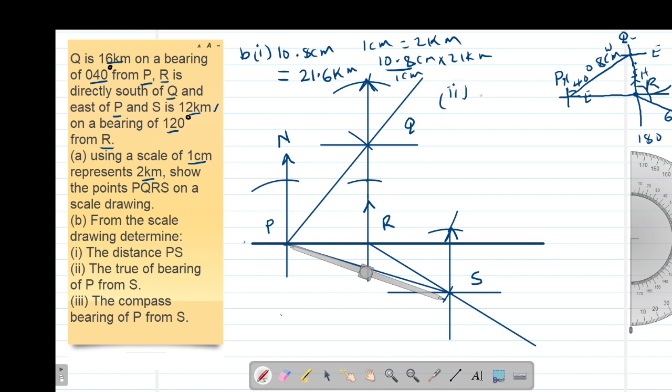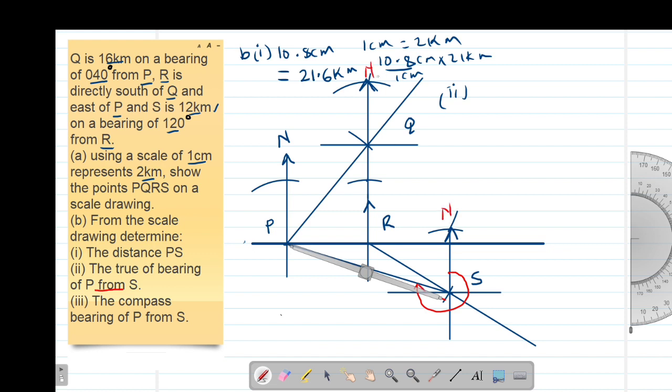Then Roman 2, B Roman 2 of the question, we are told to determine the true bearing of P from S. Remember we said that true bearing is recorded in 3 digits. So of P from S, that means we need to measure the angle at point S. So this is the required angle from point S, the true bearing of P from S. This is the north of point S, and this is the required angle.